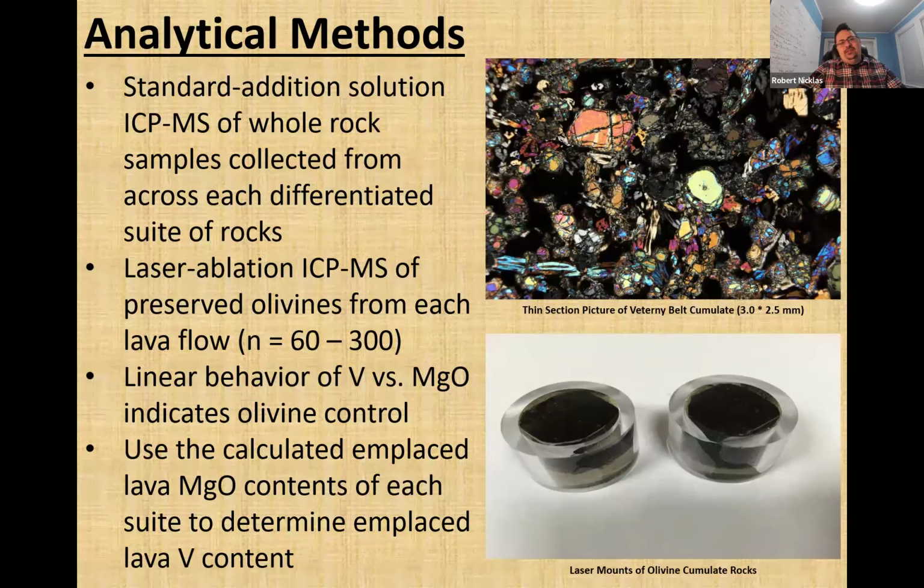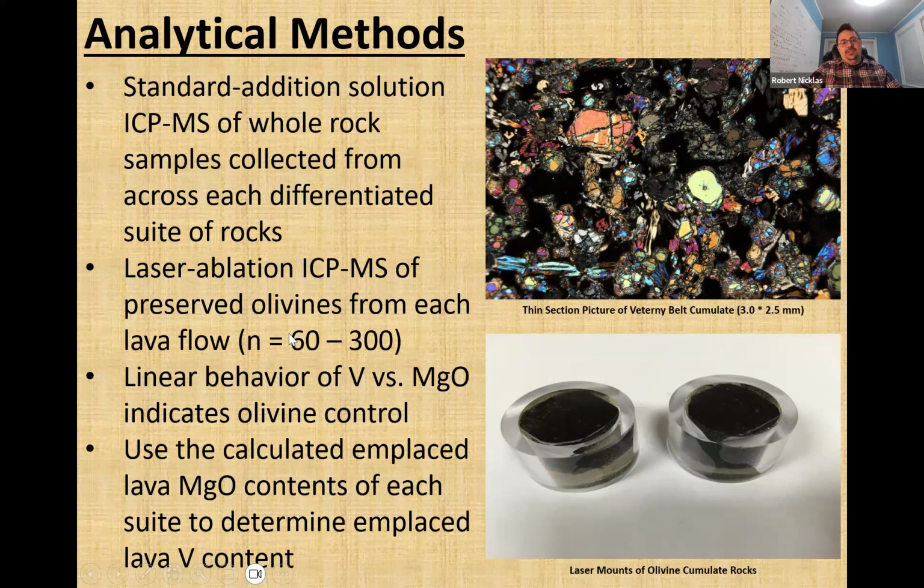For each of our komatiite flows, we did whole rock standard addition, which is more accurate than external calibration, to determine vanadium contents in each of the whole rocks across a flow. Then we did laser ablation ICP-MS of preserved olivines in each lava flow. This is the best one we saw. This is the Vetreny Belt, from Northwest Russia. This is 2.5 billion years old. Look how fresh this rock is. This is incredibly fresh. The olivine in the glass is still totally there. That's the one we did 300 in because we found a very large amount of olivine.